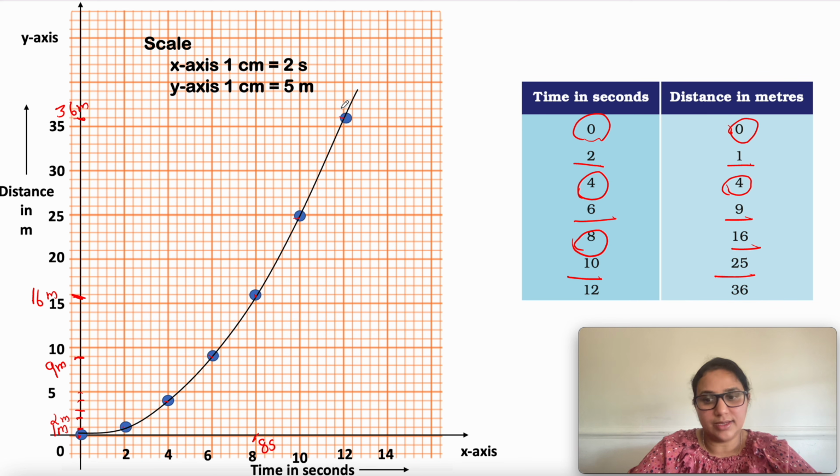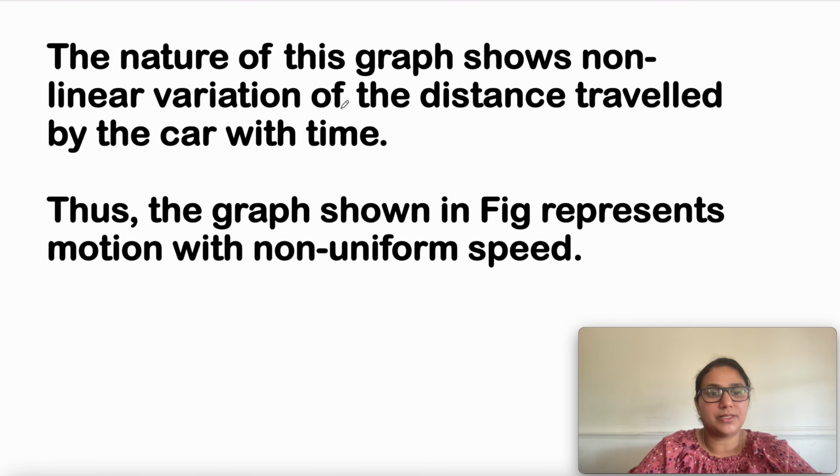As you can see that the nature of graph is not a straight line. So this graph represents motion with non-uniform speed.